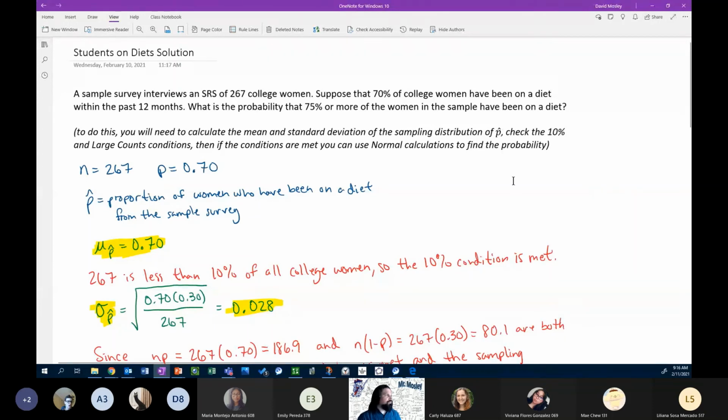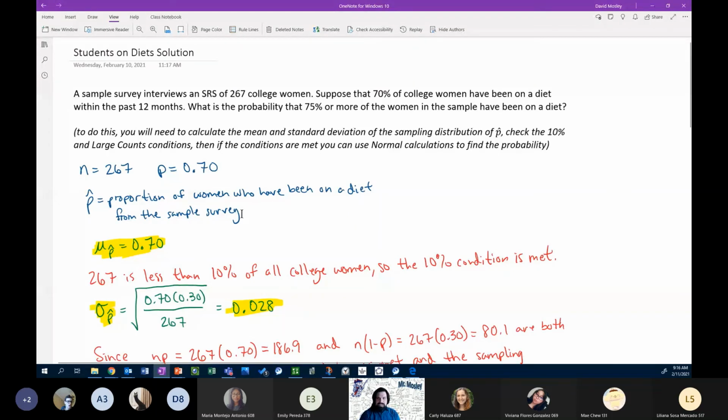the last 12 months? To do this, we need to calculate the mean and standard deviation of the sampling distribution of p hat, check the 10% and large counts conditions, and then if the conditions are met, we can use the normal calculations to find the probability. So first, we label the things we know.